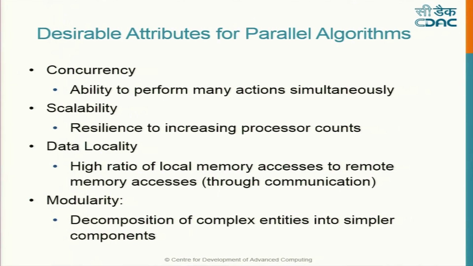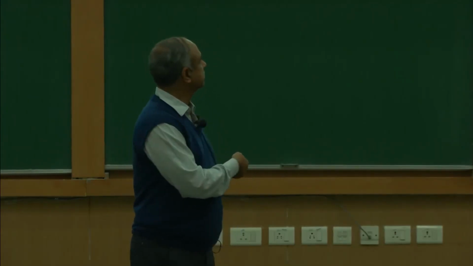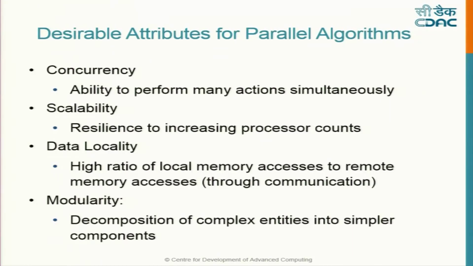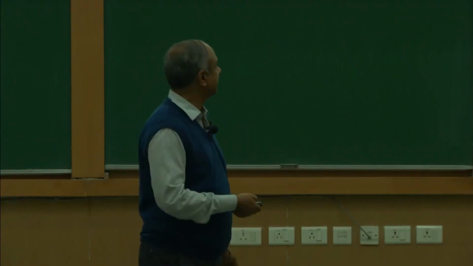Now these are the desirable attributes that you see in any parallel algorithm. First, the most significant being concurrency. If there is no concurrency that you can spot in what you are doing, you cannot parallelize. This is the ability to perform many actions simultaneously, and typically, as I said, if they can be independent, that will be the best thing that can happen.